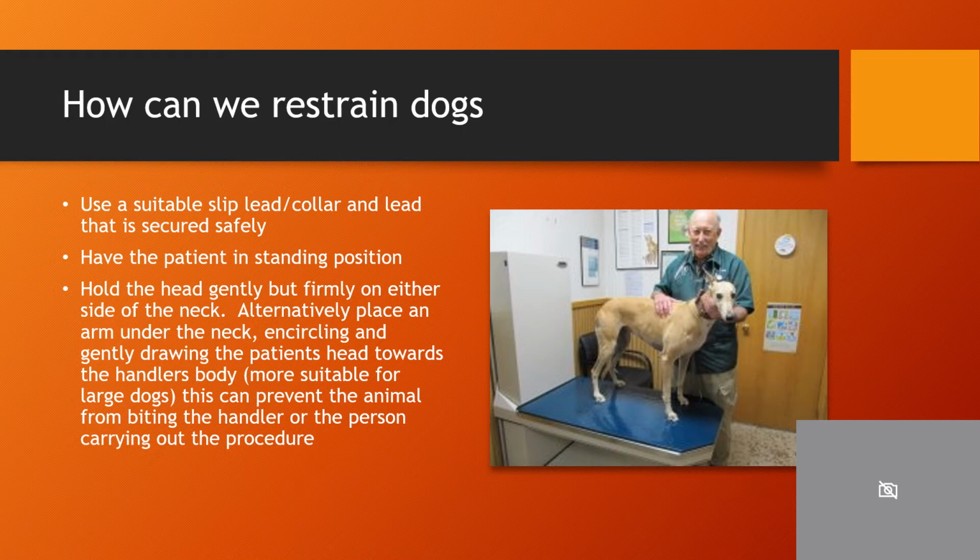We should have the patient in a standing position and hold the neck gently but firmly on either side of the neck. Alternatively, placing an arm under the neck, encircling and gently drawing the patient's head towards us as the handler and into our body. And this is more suitable for large dogs, and that can prevent the animal from biting the handler or the person that's carrying out the procedure.